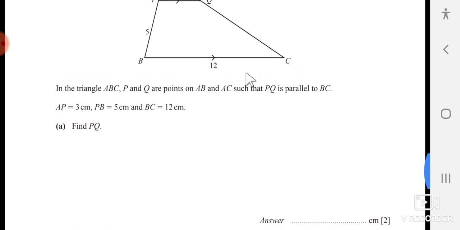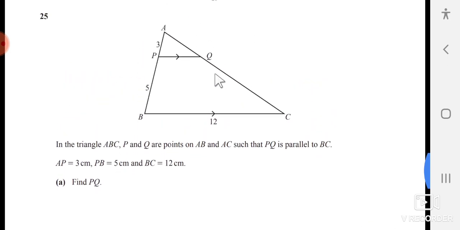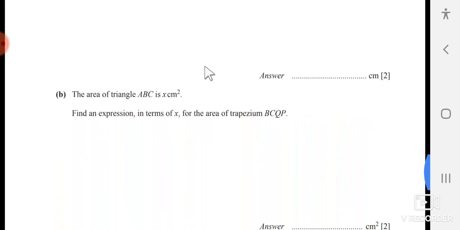And this question again is very simple. Look, this triangle and this triangle are similar triangles, and he's saying find the value of this PQ. You know this is 3 and this is 8, so 3 over 8 is equal to PQ over 12. From there you can easily calculate the length of PQ.